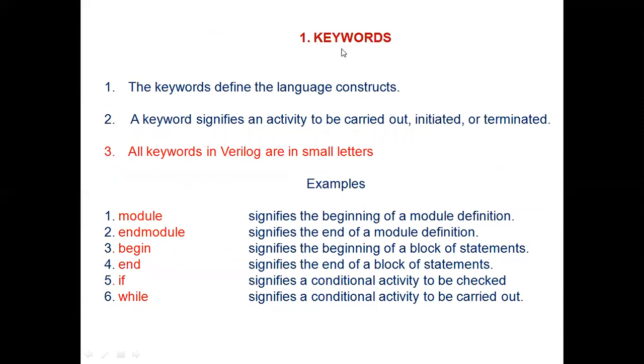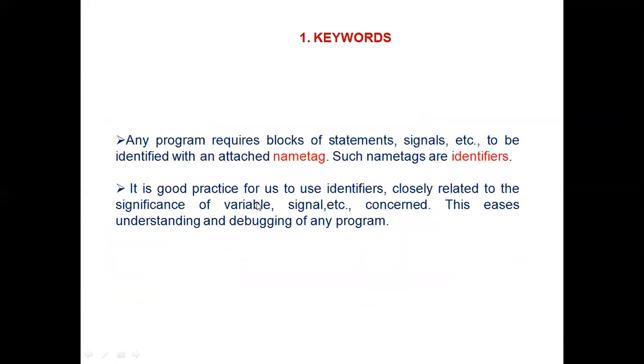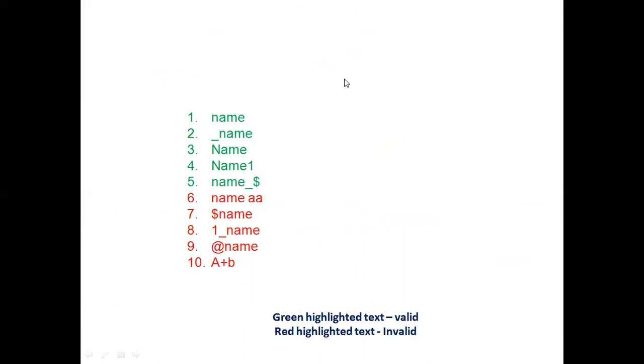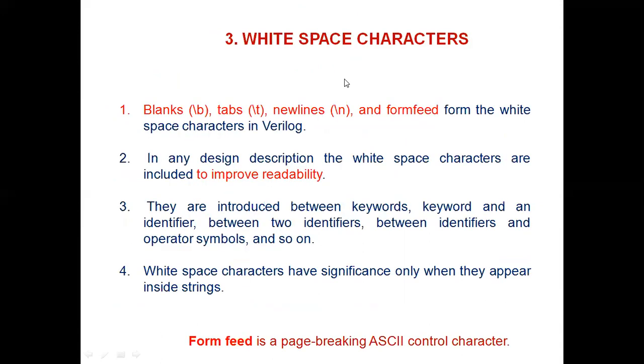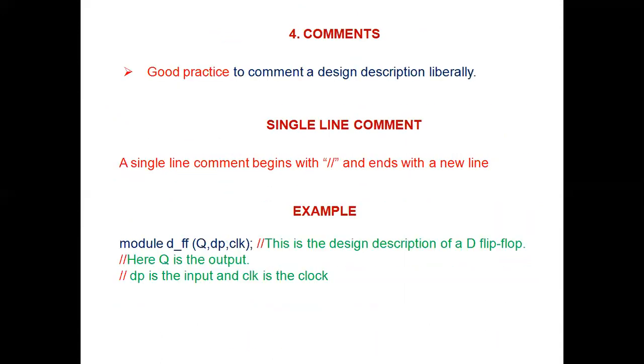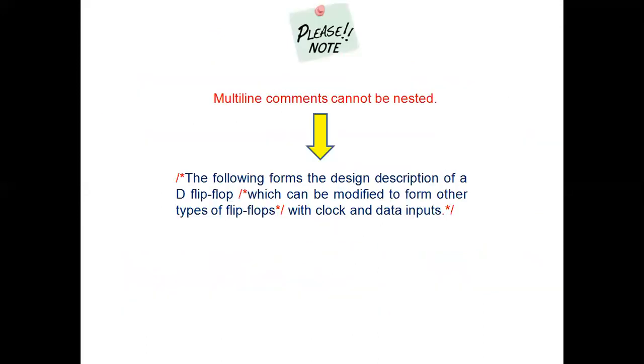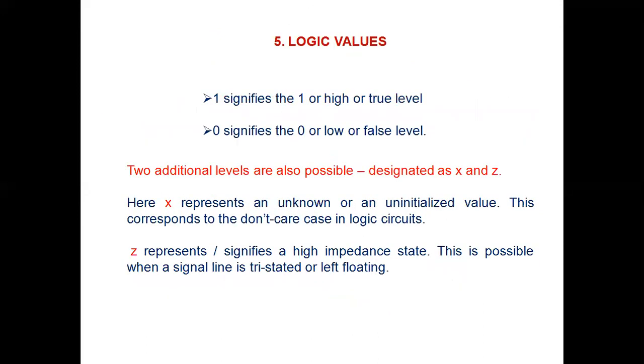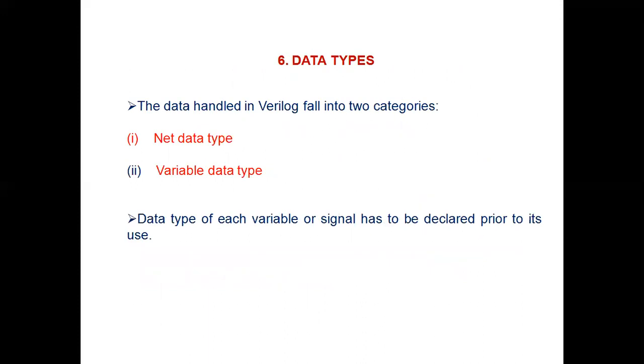What is the first one? Keywords. The second one, identifiers, nothing but name tags. Third one, whitespace characters. Fourth one, comments. Fifth one, logic values, and sixth one, data types. Totally we have discussed six language constructs and conventions in today's class.